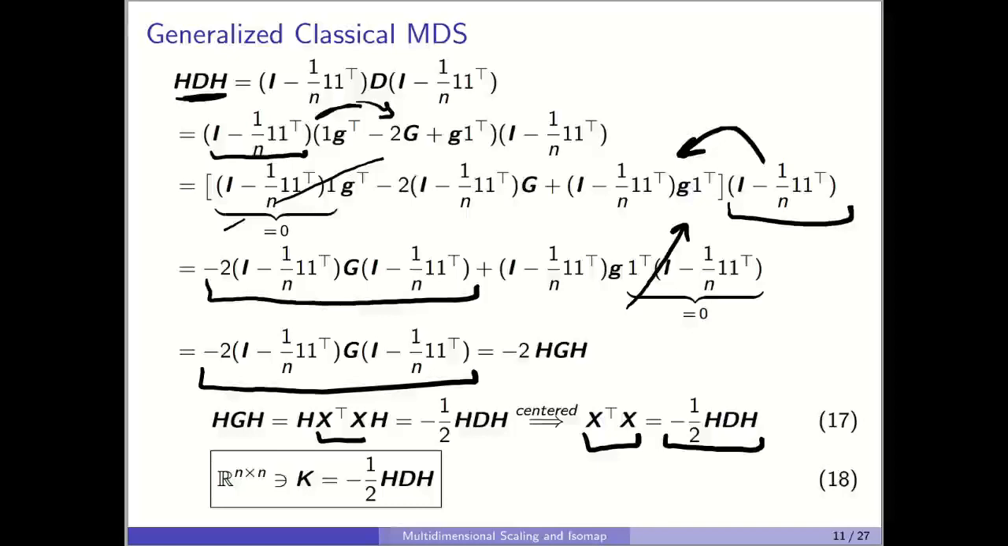Therefore, X transpose X was a linear kernel. Now let's replace the linear kernel with any arbitrary valid kernel, K. So K is minus half HDH. Therefore, this formula is proved. So a valid kernel can be written as minus half HDH.